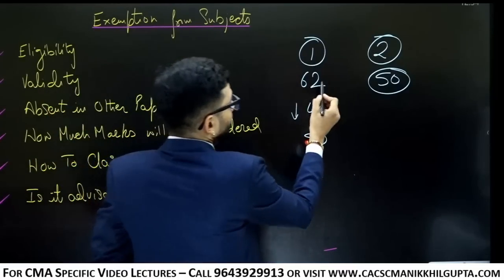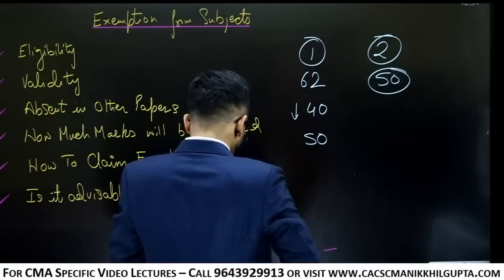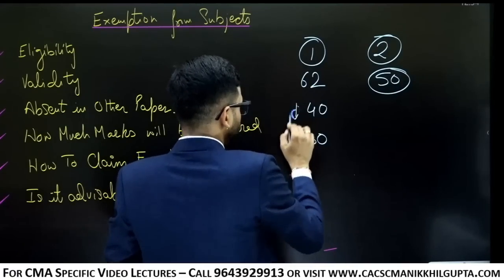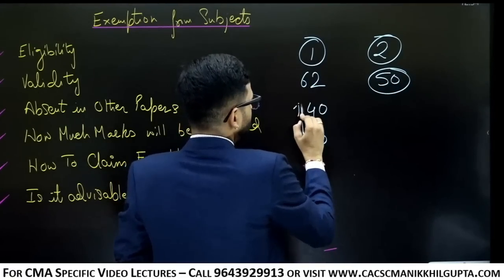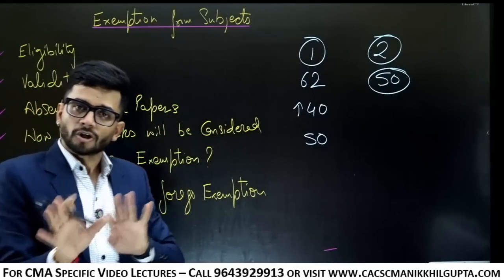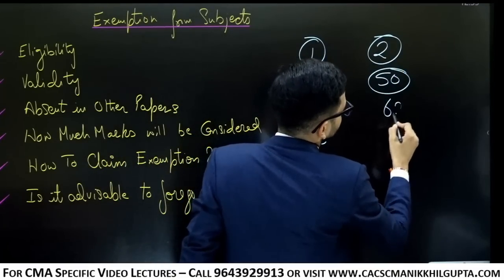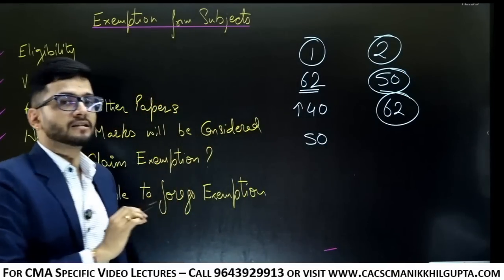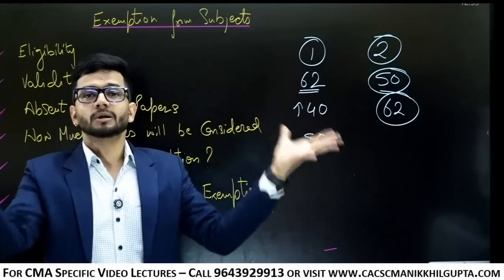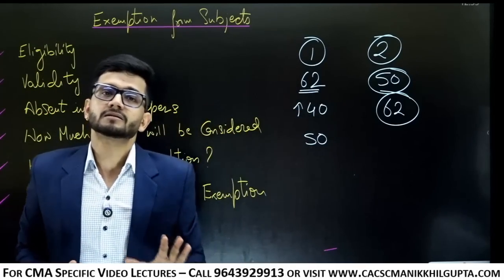And suppose in the other 3 papers, you secured 40 or more marks. Then your actual marks will be considered over here, which is 62. 62 will be considered as it is in your next attempt. While calculating the aggregate, 62 will be considered.